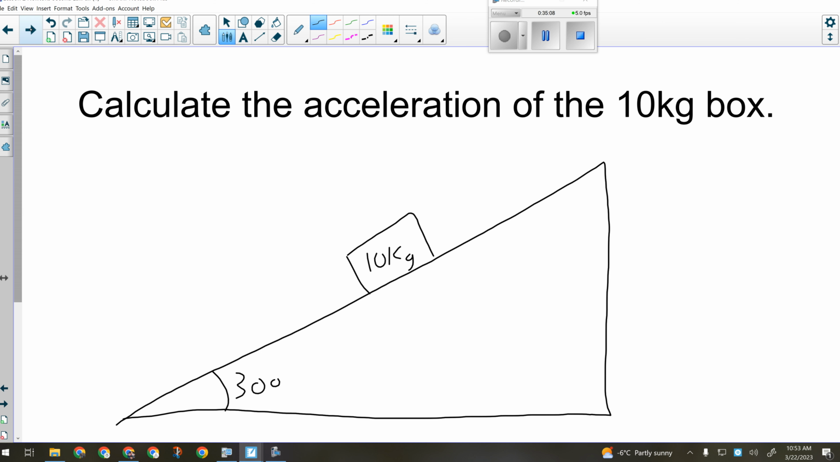Which way does gravity pull? Straight down. This object's not moving straight down, so there's not just gravity acting here. What else is acting? Keeping in mind that in this situation, at least, the ramp is frictionless.